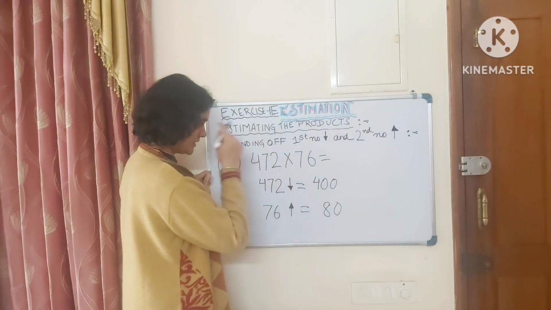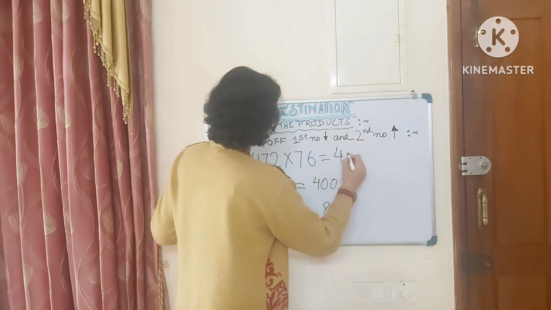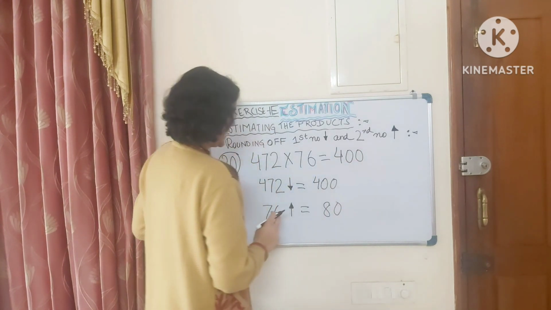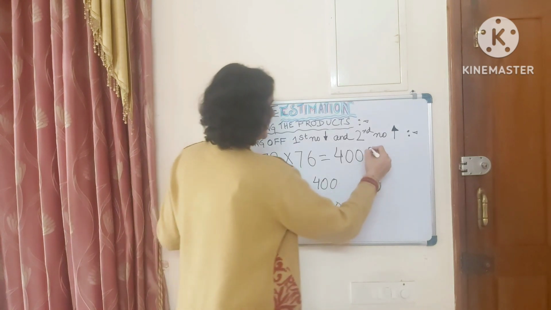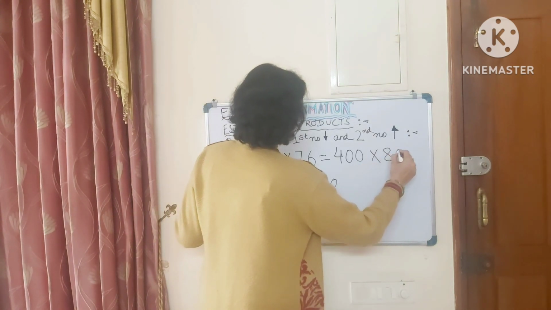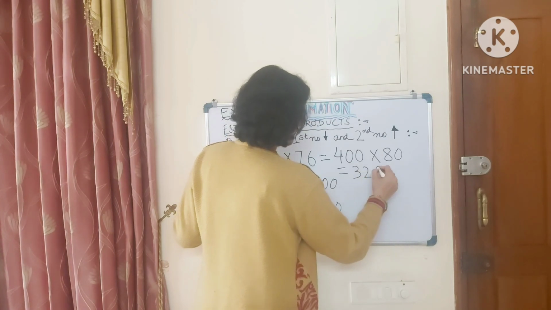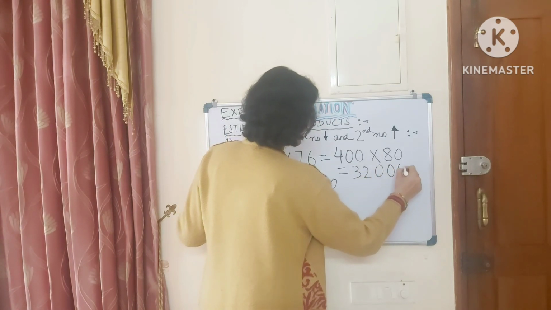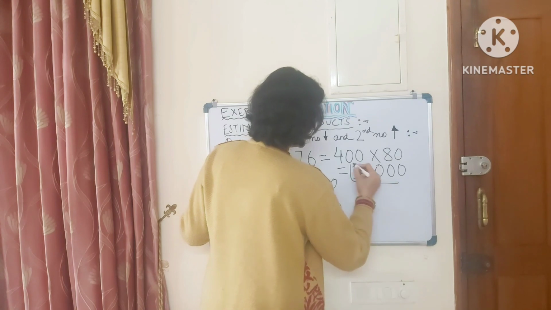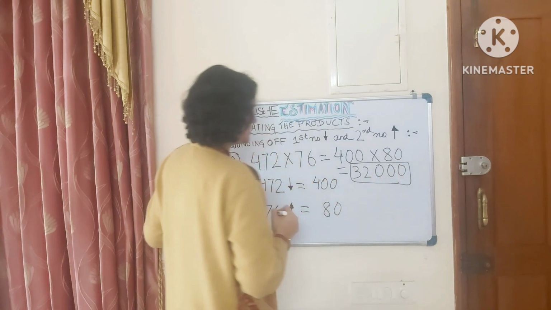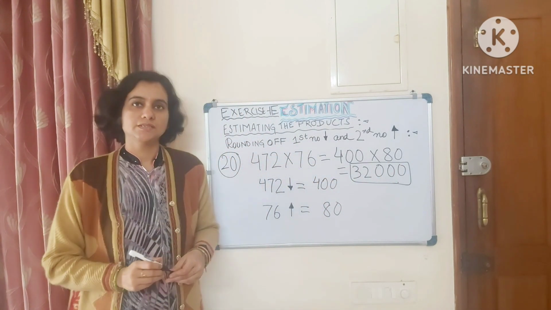So 472 when estimated downwards became 400, and 76 when estimated upwards became 80. So I need to multiply now. 8 4s are 32 followed by 3 zeros. So this is the final answer, 32,000 for question number 20.